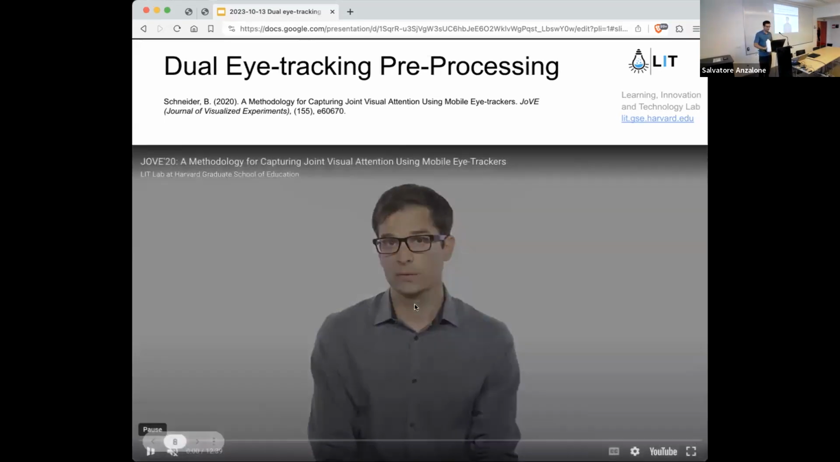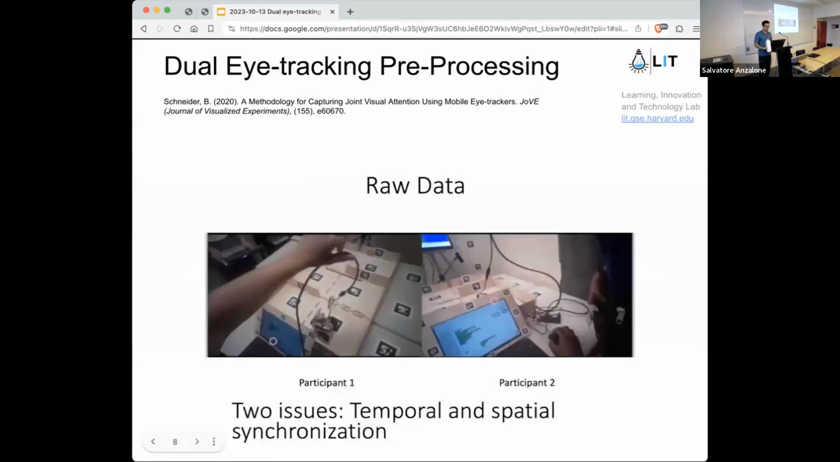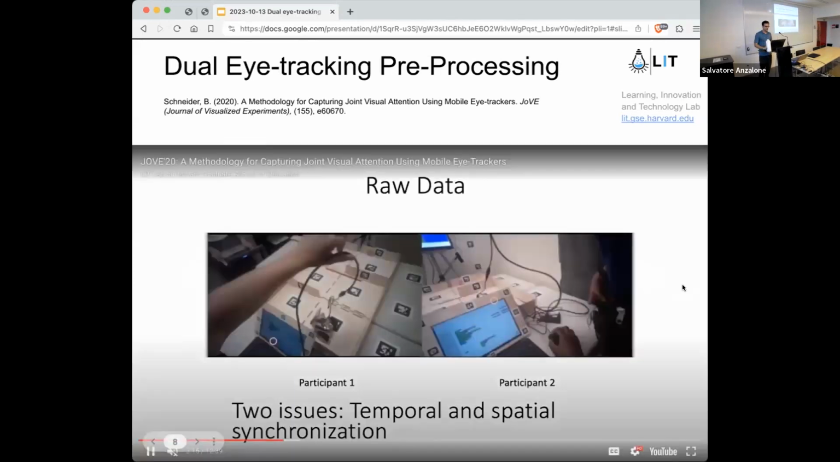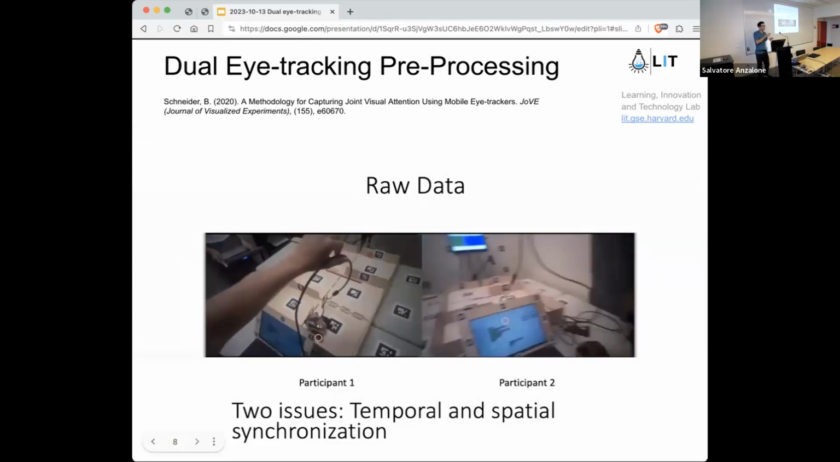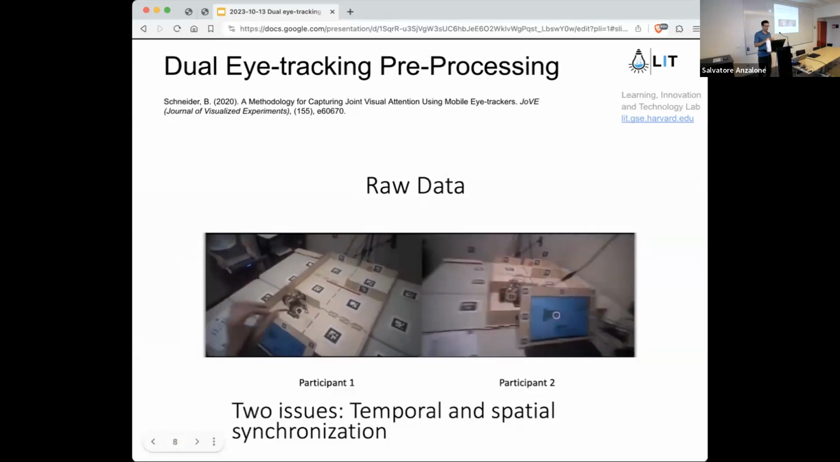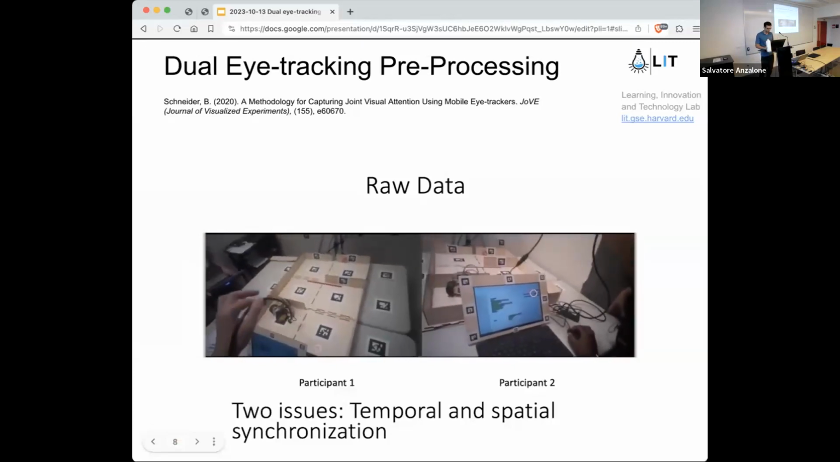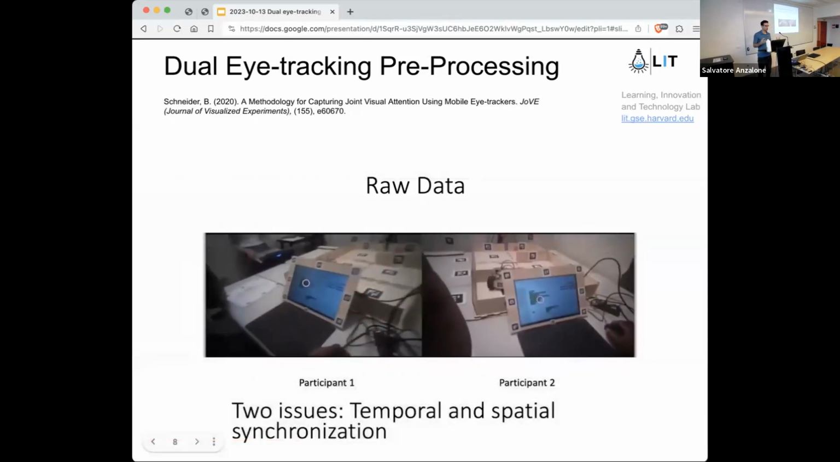So it's not trivial to get measures of joint visual attention from mobile eye trackers. If you look at the raw data from, let's say, two people working together, you can see that the gaze of this person, the X and Y coordinates, might be the same as this person, but they might not be looking at the same place. So you have to do some work to map those gazes into the same place to get this measure of joint visual attention. This is a spatial synchronization problem.